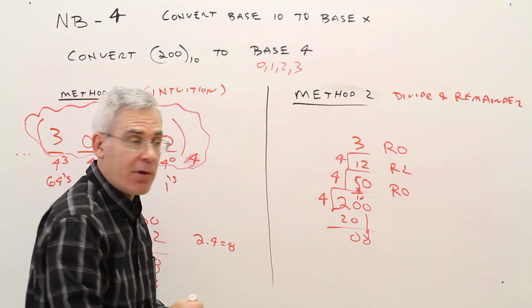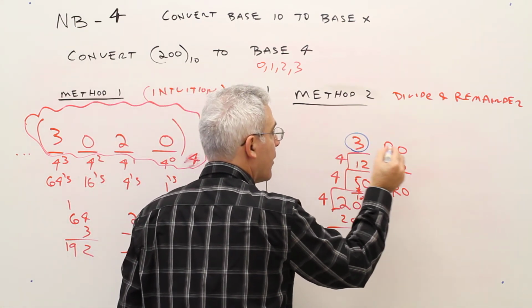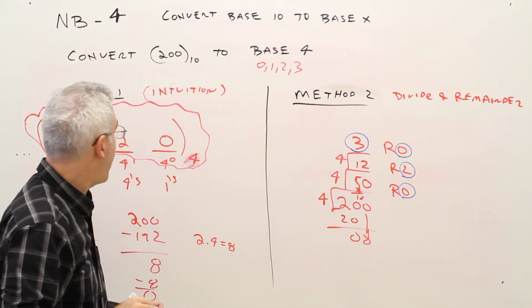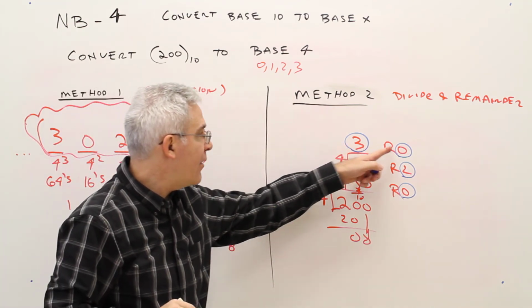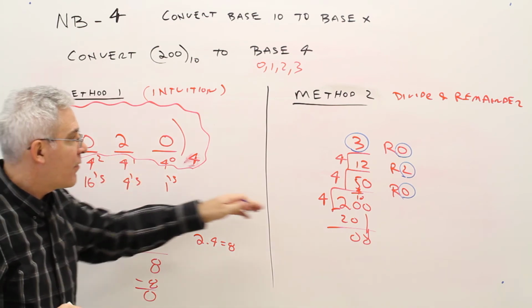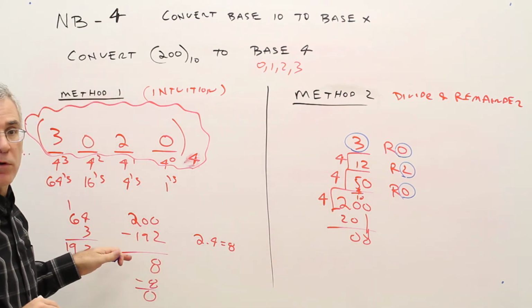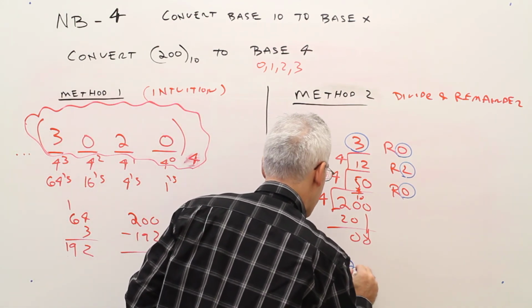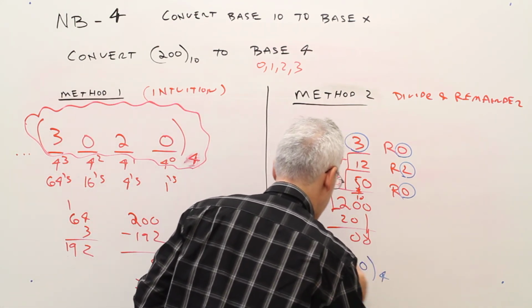Then what I do is I circle each of these values, and if you note, 3020 is the exact same answer here. So this process is just a shortcut for this process. So let me write the answer, 3020, base 4.